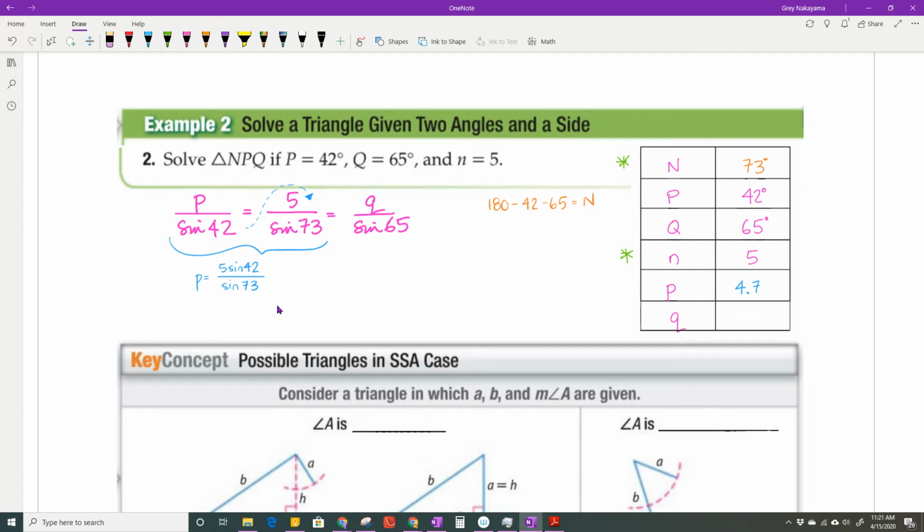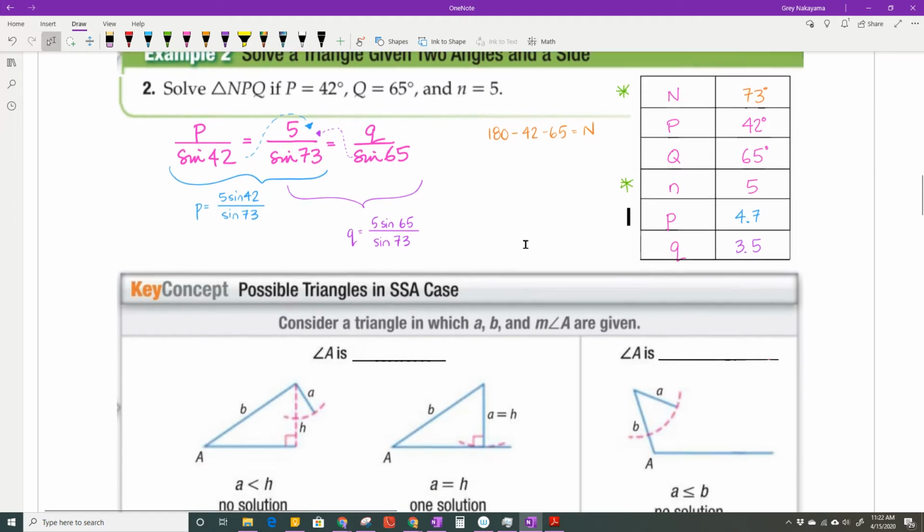Okay. So now that I've gotten P, I'm going to go use the other part of my proportion, and I'm going to move the sine of 65 up to the top. And so that gives me Q equals 5 times the sine of 65 over the sine of 73. Again, pause, put it in your calculator, restart, and get Q equals 35. Okay? Now, fine and dandy, I have two angles of a triangle.